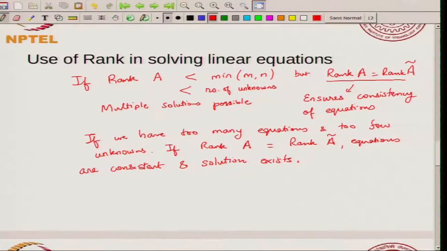So if you have too many equations and too few unknowns, but the equations are consistent, then the solution will exist. Even if you have too many equations, so long as rank of A equals rank of A tilde, you are guaranteed a solution. Now if you want a unique solution, then the number of unknowns should not be less than the number of equations. Then you can ensure that the solutions are consistent. If you have too many unknowns and too few equations, then there are multiple solutions.